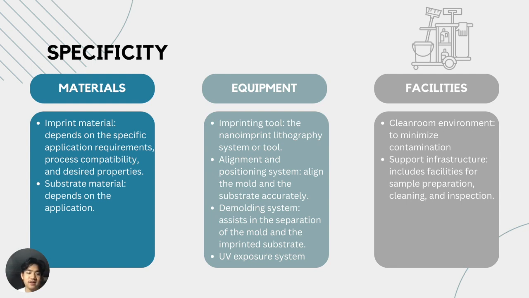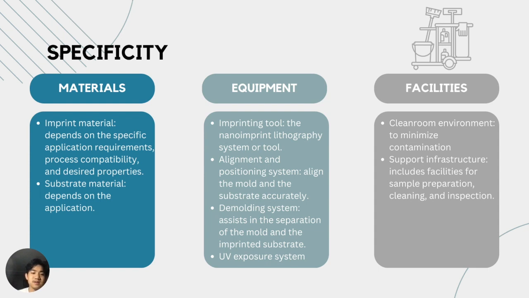And the next part is the specificity. For the materials, there are two specificities that we need to be concerned with. The first one is imprint material, and the second one is substrate material. The second one is the equipment. There are four specificities that we need to be concerned with. First one is the imprinting tool. Second one is the alignment and positioning system. Third one is the molding system, and the last one is the UV exposure system.